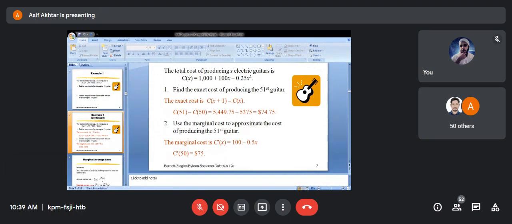is $75, which is quite near to the part 1, that is the exact cost of manufacturing the 51st guitar, which is coming out to be 74.75. So 74.75 is approximately equal to $75. That is the interpretation. I hope I am able to make you understand this point.